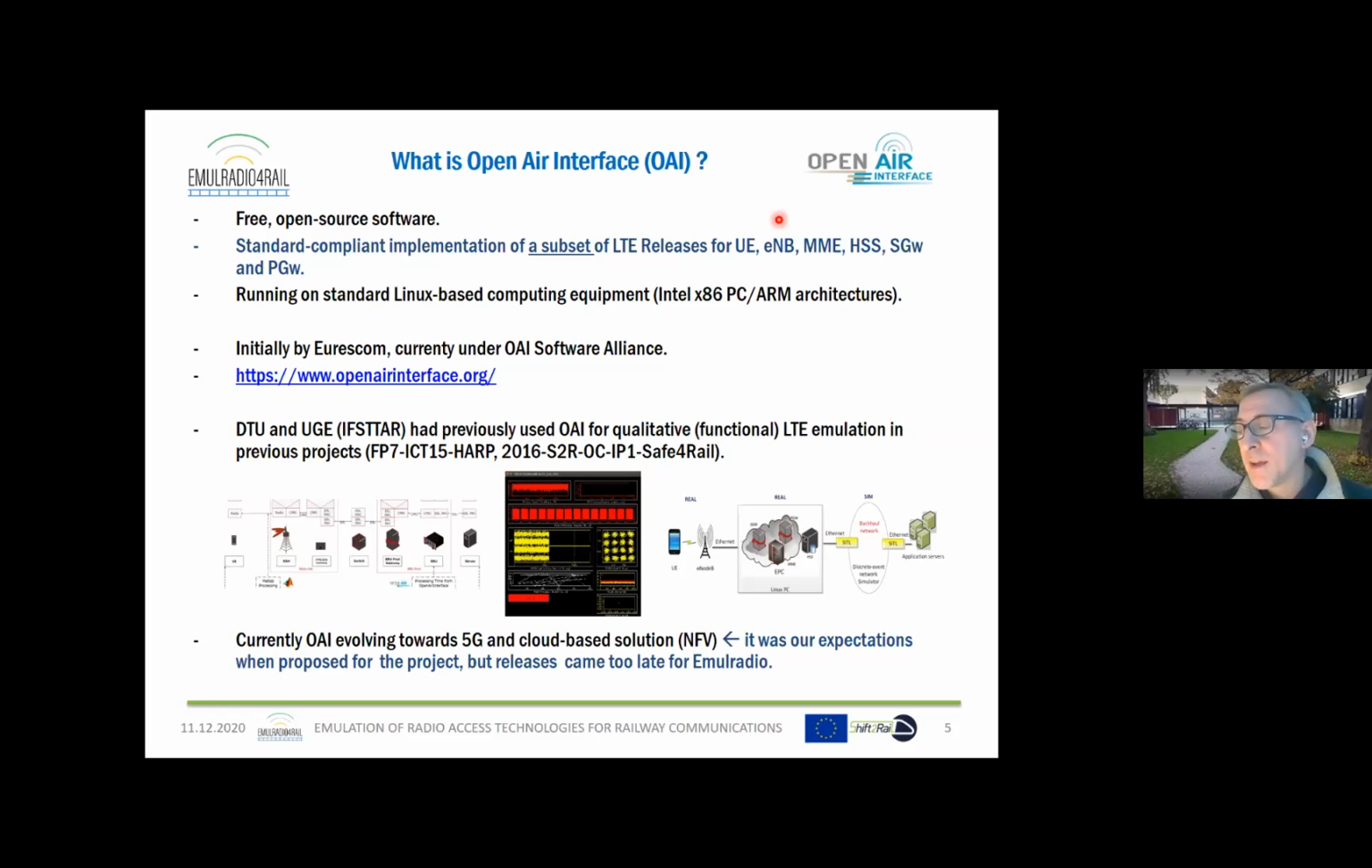Today, Open Air Interface is migrating towards 5G, and it was also one of the objectives of the project to incorporate some 5G features. Unfortunately, the releases by Open Air Interface were not mature when we started to set up our environment, so we dropped the idea. But all that is presented here can also be extended to 5G once the releases and the software in our platform can be updated with the 5G releases.